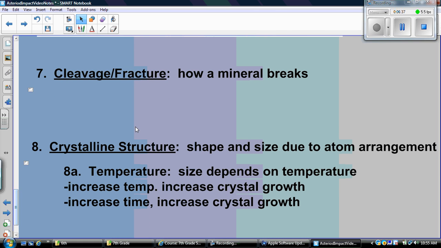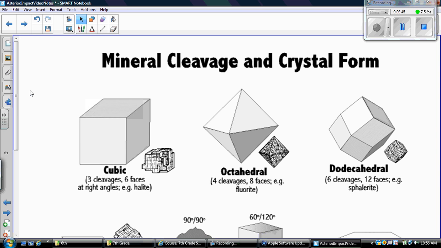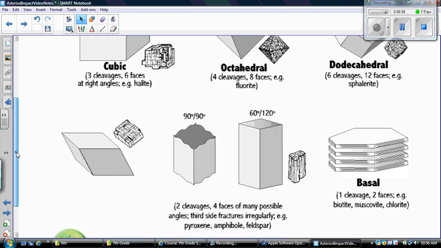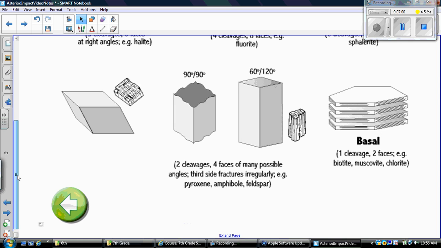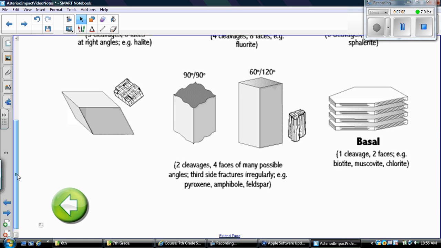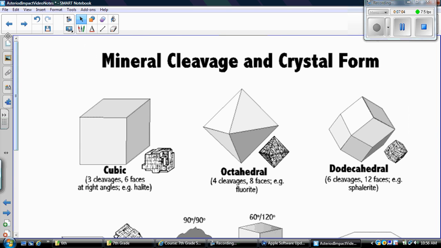Okay. When you break a mineral, it breaks in a certain direction and makes certain shapes. That's called cleavage or fracture. So this picture shows you what forms, like if they break in a cube form, octahedral, or dodecahedral. Okay, these are all different shapes that minerals can break in, but do realize that minerals can break in the same shape.